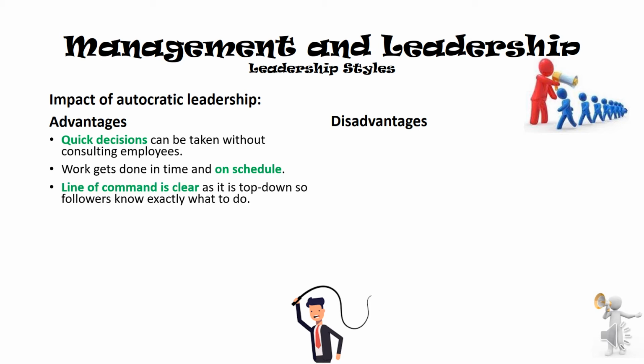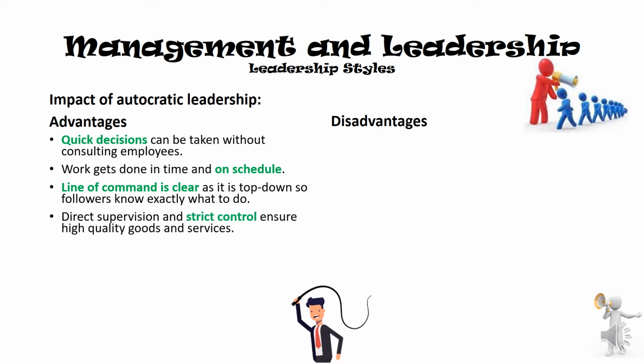The line of command is very clear because it is top down, and this means, in other words, that the instruction will come from the leader or from the manager. So the followers, the employees, are going to know exactly what to do because they are going to receive their instructions from the leader or the manager. All right, so they're not wondering what has to be done next. They're not discussing it first. There's a clear line of command. They get their instructions from the top and they just do their job.